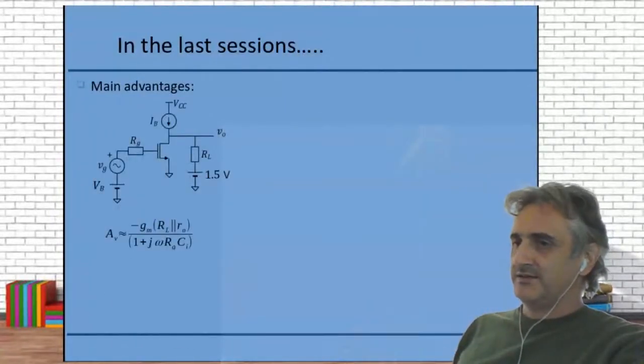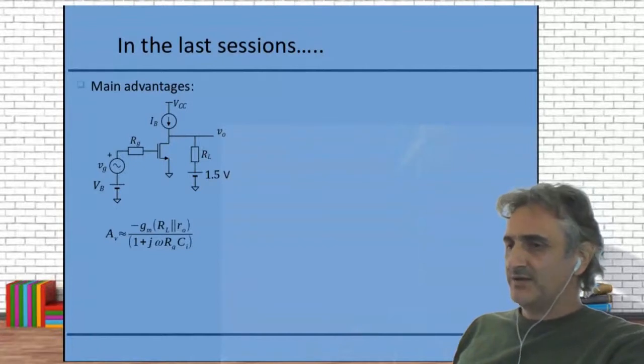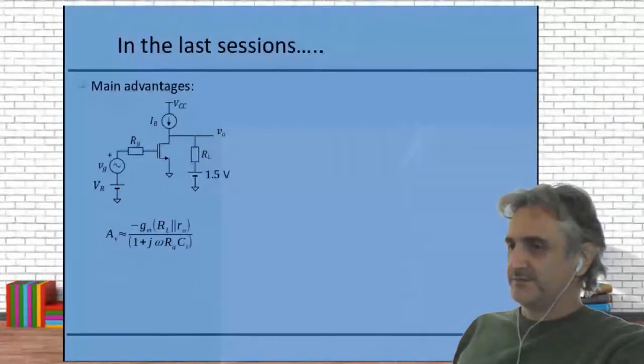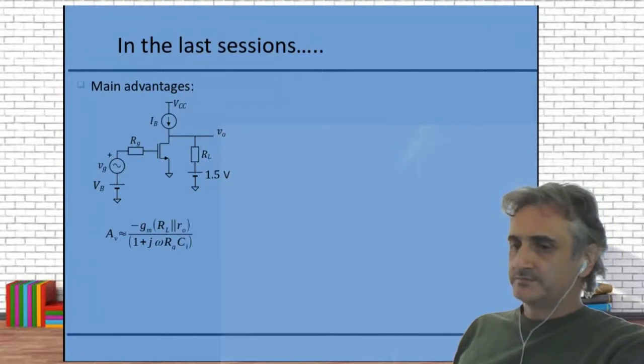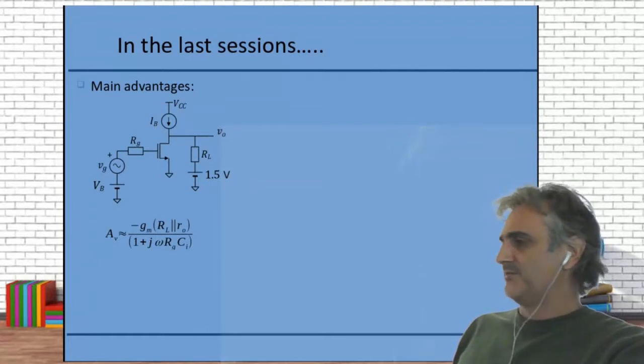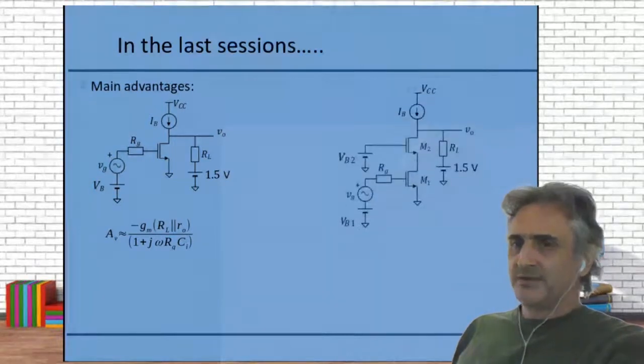For instance, in the common source, the gain is proportional to the gain of the transistor, and you can multiply it by the output resistance. So for very large loads, the maximum gain is gm, the transconductance of the transistor, multiplied by the output resistance. But this is very, very small. It can be 20, 50, 100 at most, if you remember when we were talking about that.